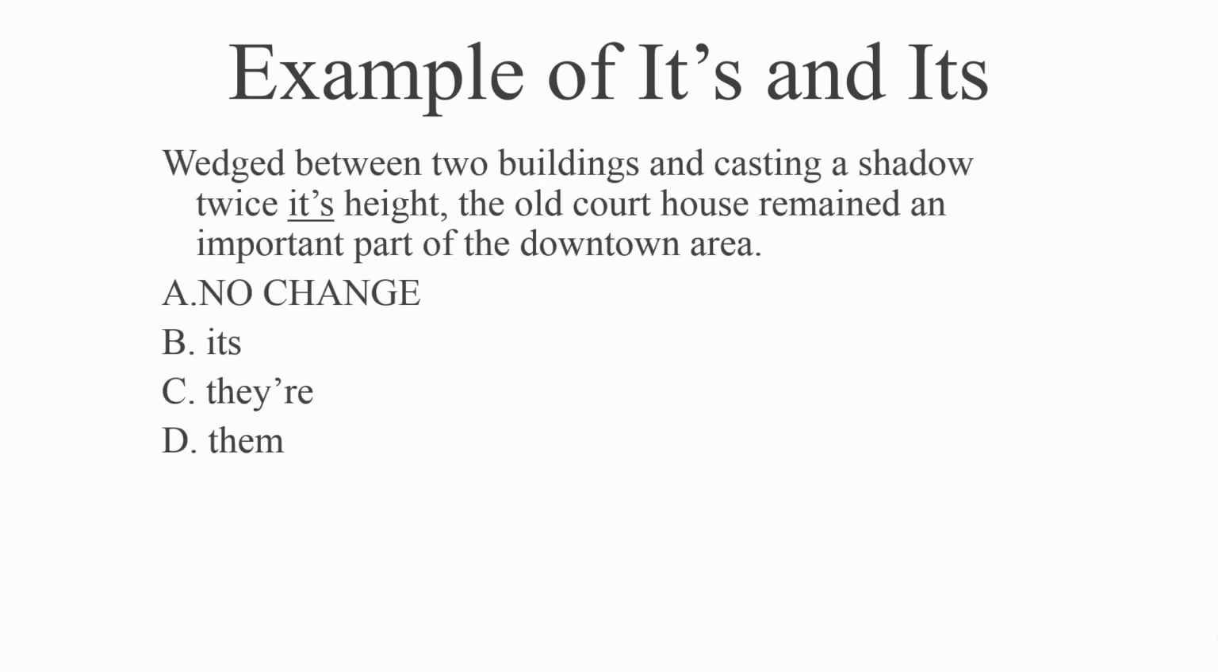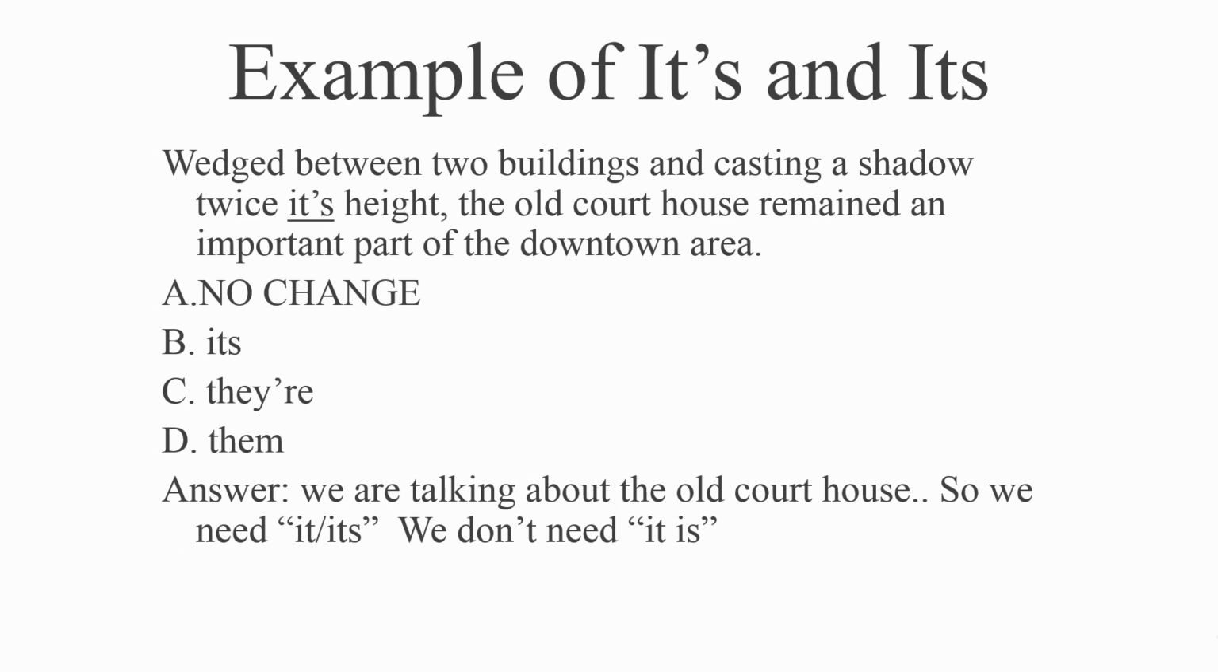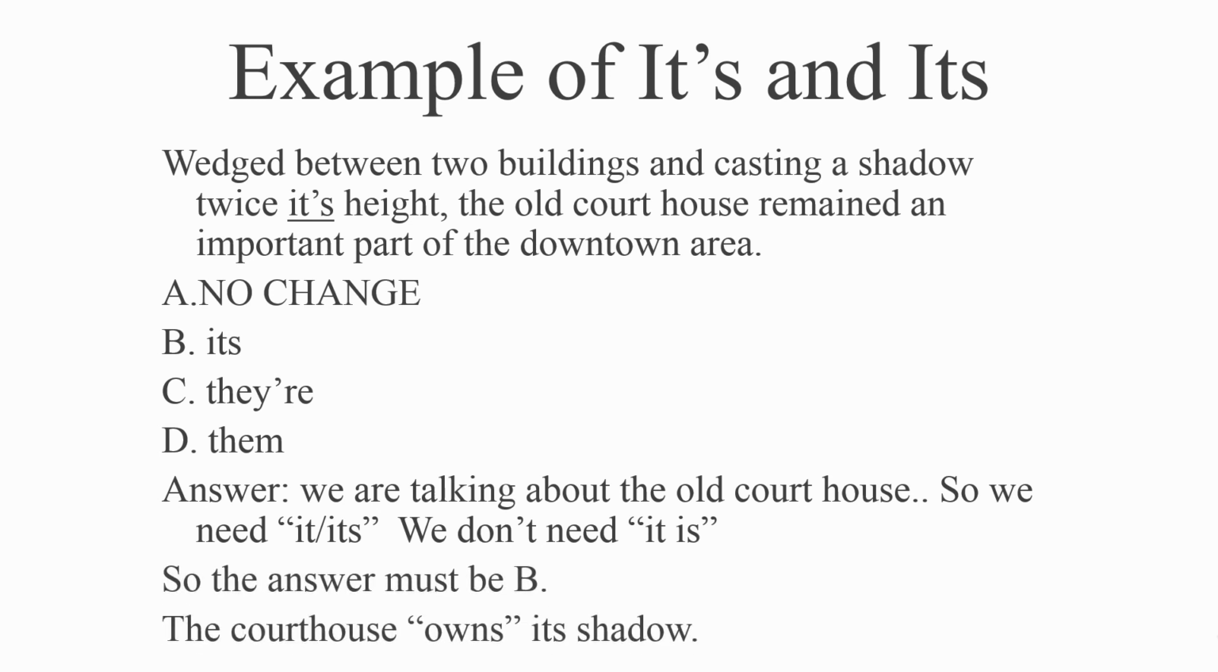All right? So here's an example. Wedged between 2 buildings and casting a shadow twice its height, the old courthouse remained an important part of the downtown area. Okay, A, no change. B, Its, I-T-S, no apostrophe there. C, their, and D, them. Okay, if you learn the rules, which I'm hoping you do, you would know that the old courthouse is an it. And it is does not work in this sentence. So the answer showing possession would be B. The courthouse owns its shadow. It is does not work.